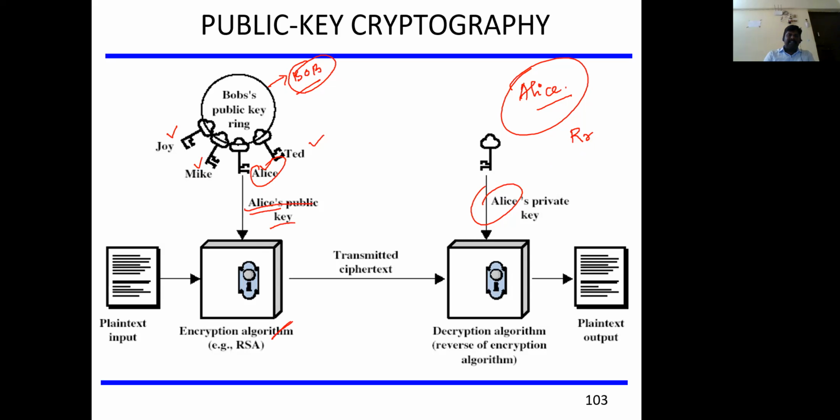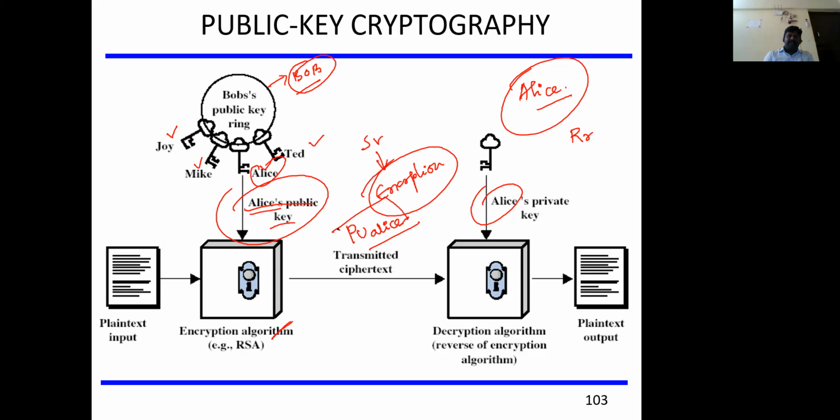Here the receiver is Alice. I hope this is clear. The sender will do the encryption, and in order to do the encryption, he will use the public key of the receiver. Here the public key of the receiver is Alice's. So the encryption is carried out using the receiver's public key. Now you will obtain the cipher text, which is going to be transmitted through the network to the receiver.